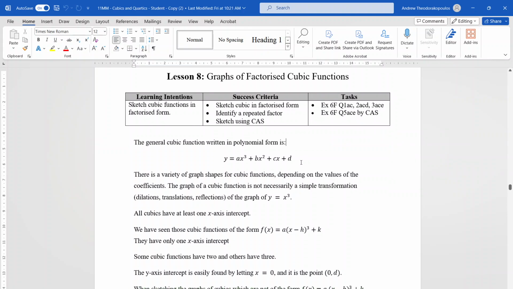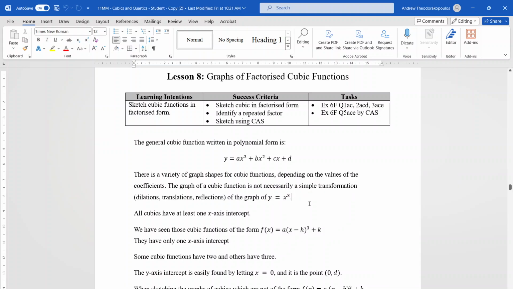So in the previous lesson, we looked at cubics that were of this form here. We talked about the point of inflection and what that was, where the gradient is 0. We talked about the translations, the dilations, the reflections, and so forth. This is one type of cubic, where it's in this form. It's a bit easier to sketch. We know where to move it. We know how to change it based on the original graph, which is y equals x cubed.